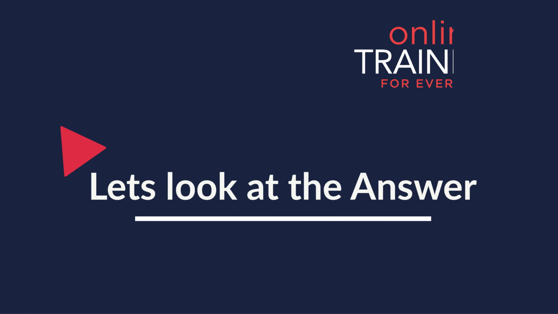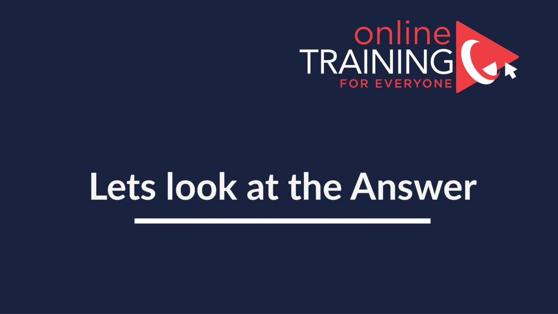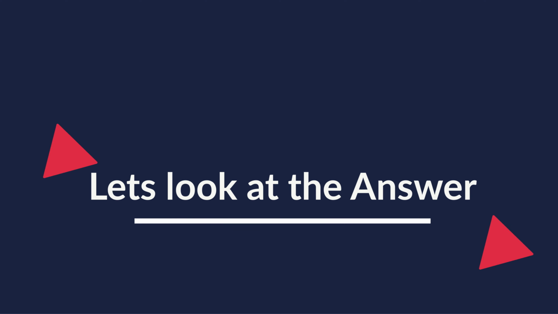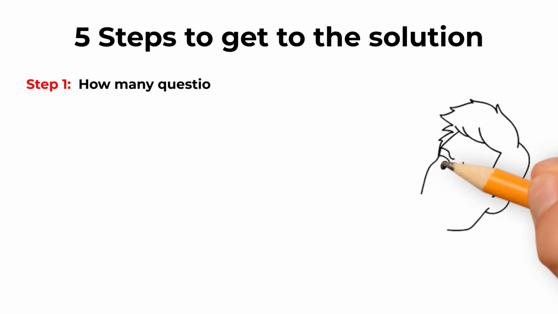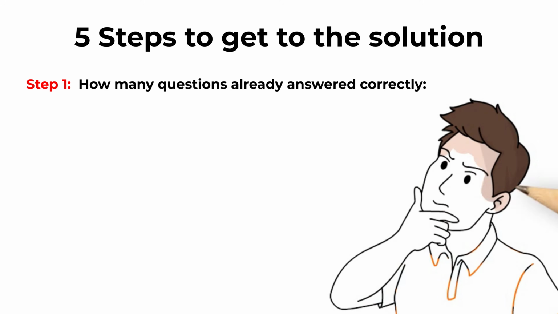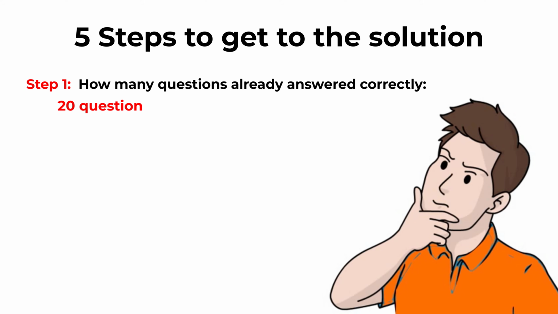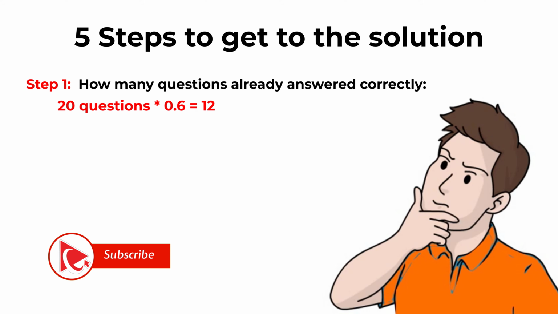As I already mentioned, this is a multi-tiered question, and it requires you to do multiple calculations to get to the correct answer. So the first calculation we would need to do is how many questions have already been answered correctly by the candidate. And the answer is calculated by multiplying 20 questions by 60%. So the answer is 12 questions have already been answered correctly so far by the candidate.